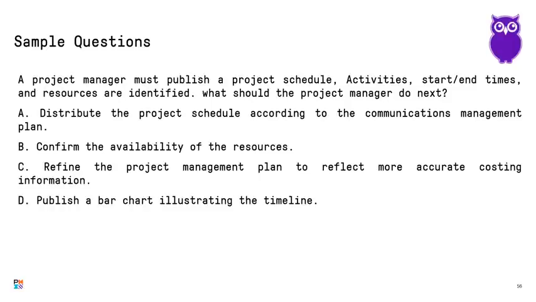Without this identification, I cannot really confirm on the project schedule. And that's why the confirmation of availability of the resources must be done before committing to the publishing of the project schedule. So the correct answer is B, confirm the availability of resources.